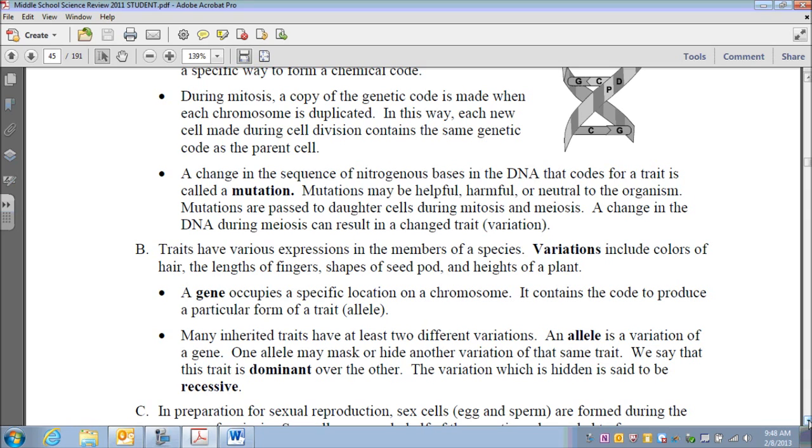Many inherited traits have at least two different variations. An allele is a variation of a gene. One allele may mask or hide another variation of the same trait. We say that this trait is dominant over the other. The variation which is hidden is said to be recessive.